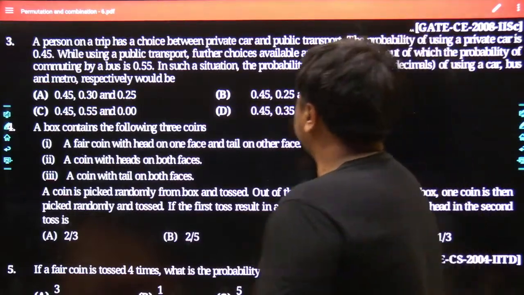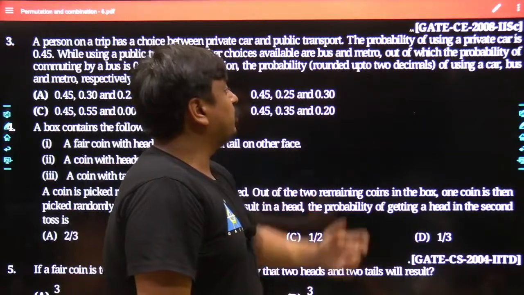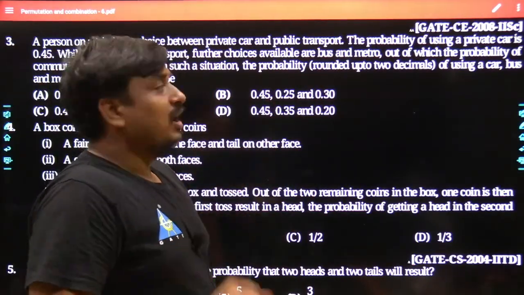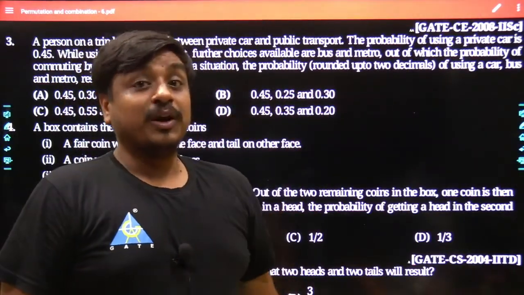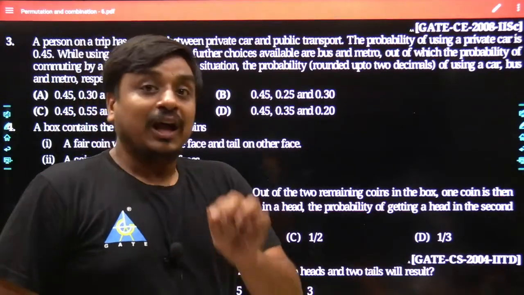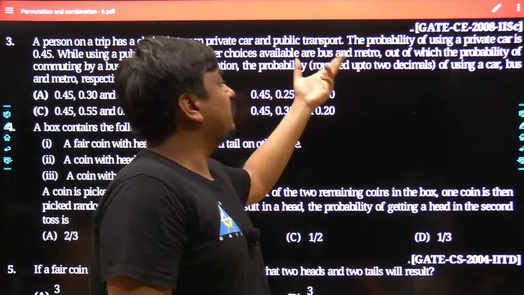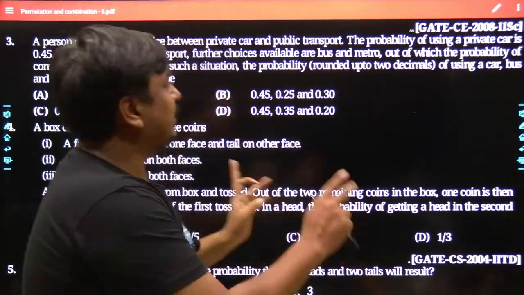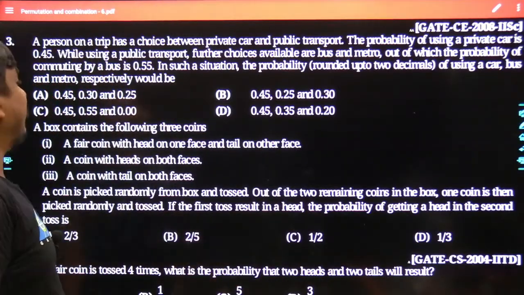In such a situation, the probability, rounded up to 2 decimal places. Keep in mind these 3 to 4 words are utterly important, because many times they say give the answer in the form of an integer. So if you get an answer like 2.1, 2.01, 2.02, there you have to precisely give the answer as 2 itself. Sometimes it becomes very bizarre if you are not able to understand the basic crux behind the data which is clearly given. Of using a car, bus and metro respectively would be.